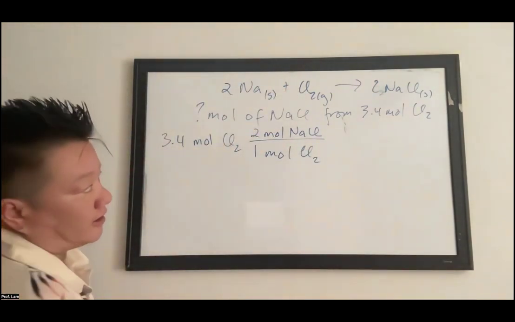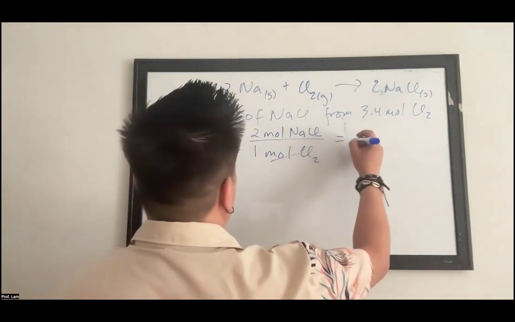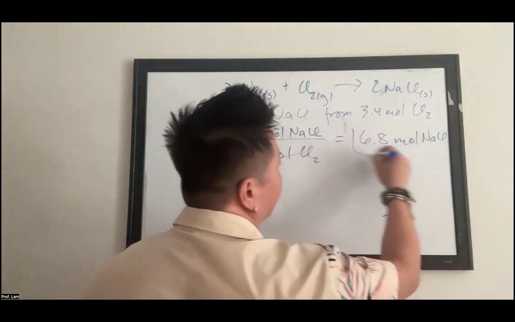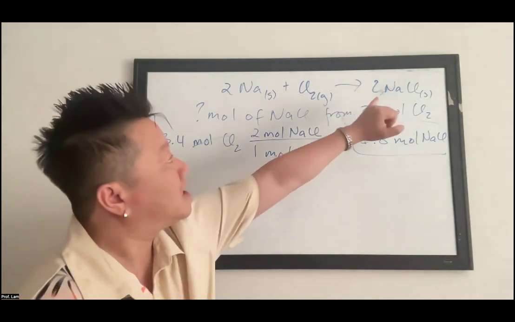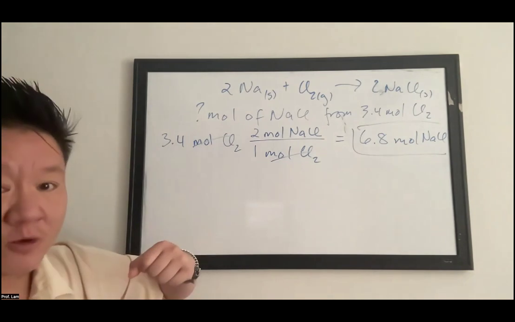So as you can see, your moles of Cl2 cancel out, and you're going to get 6.8 moles of NaCl, which makes perfect sense, right? Because for every 1 mole of Cl2, you can make 2 moles of NaCl. So if you have 3.4, you're going to need to double that.